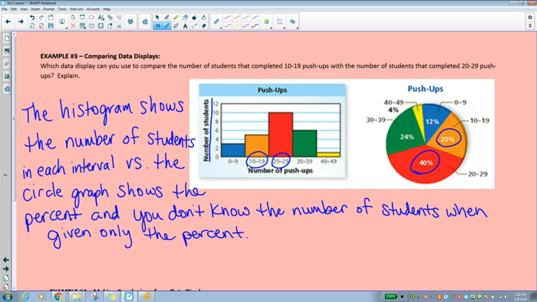Now, based off the question, the circle graph might be more helpful in certain aspects if you're trying to compare percentage-wise the number of students. However, when it's asking for the actual number of students, the better choice in this case would be the histogram.